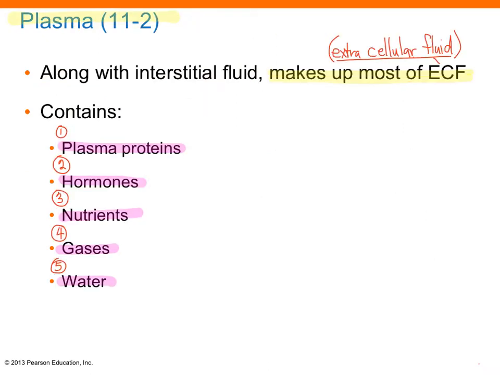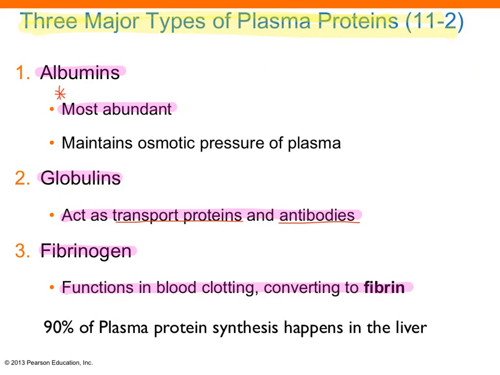Plasma makes up most of the extracellular fluid. It contains plasma proteins, hormones, nutrients, gases, and water. There are three major types of plasma proteins. Albumins, that's the most abundant. Globulins, they act as transport proteins and antibodies, and fibrinogen, and that functions in blood clotting and converting to fibrin.